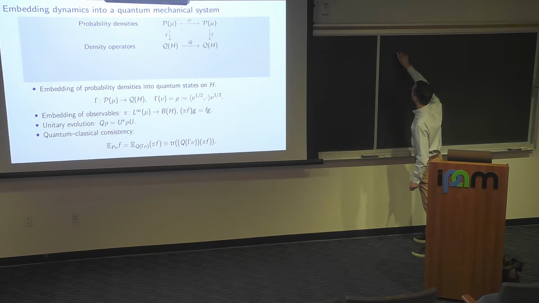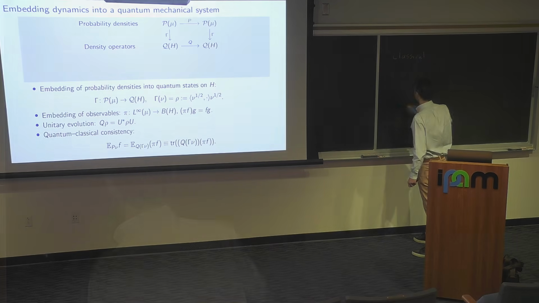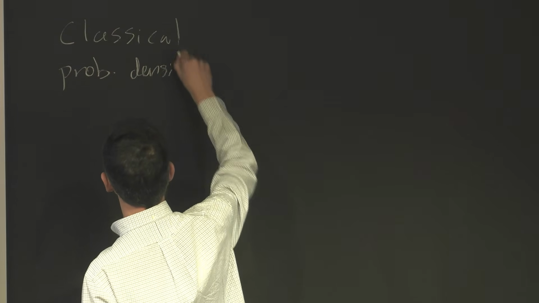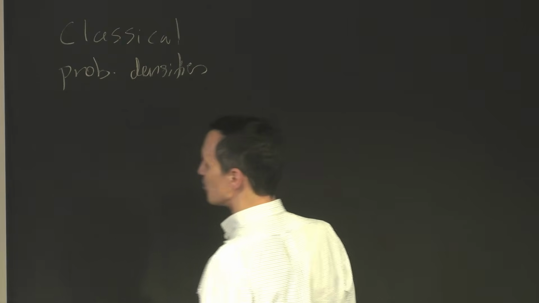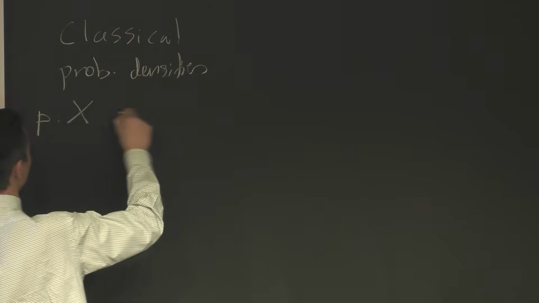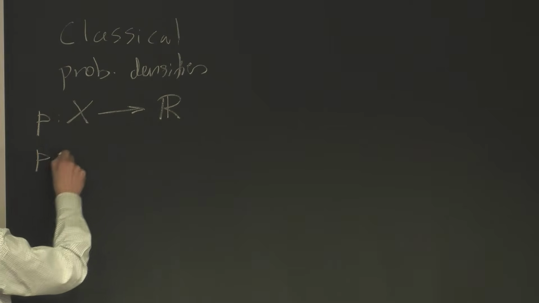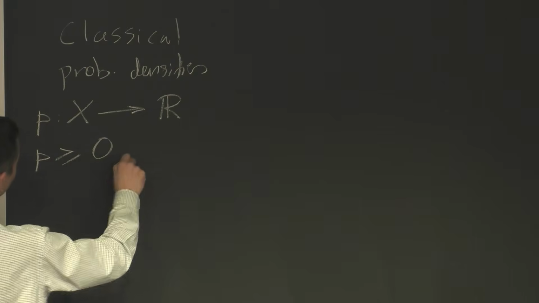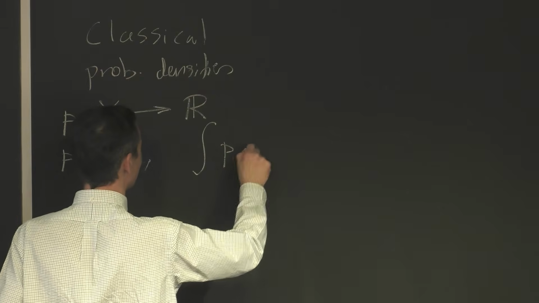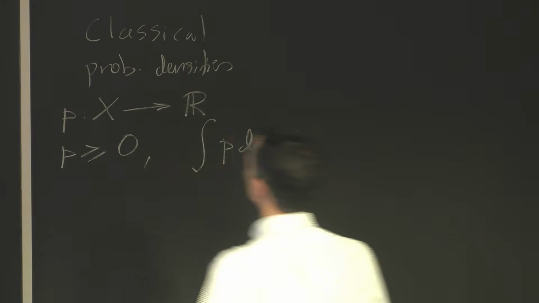If we want to think of classical probability densities, you can think of these as the classical statistical states. What these are, are functions that go from our state space to the real numbers. The functions are positive, being probability densities. They're integrable, and they integrate to 1. So if we take the integral of p with respect to our reference measure, that is going to be equal to 1.